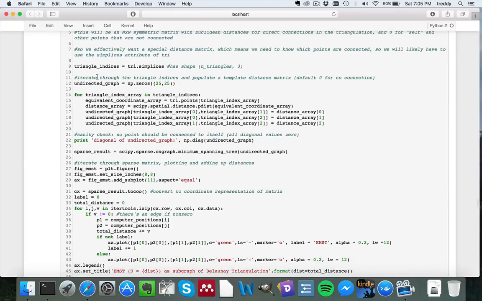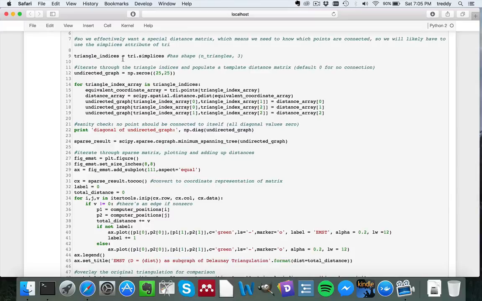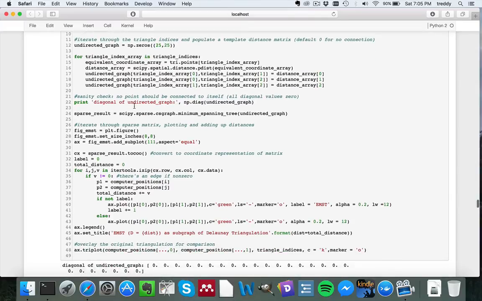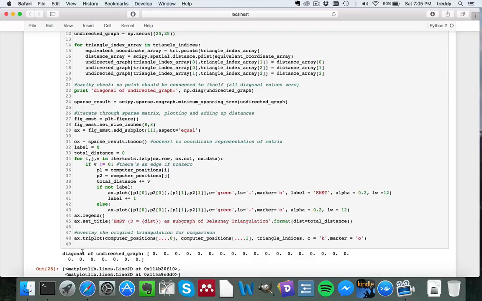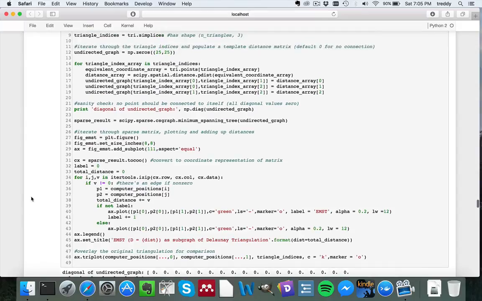And then we populate this pre-allocated matrix here, so it has 25 rows because it's 25 computers, and each column is the distance between computer I and computer J, right? With itself on the diagonal it's 0, and then you go from, for example, the first computer to the second, third, fourth, fifth, sixth, and so on by iterating through the triangle indices. So we assign all those values in the undirected graph. And just for sanity purposes, I've already executed this code. You can see that the diagonal of the undirected graph does indeed contain all zeros, so no computer is directly connected to itself.